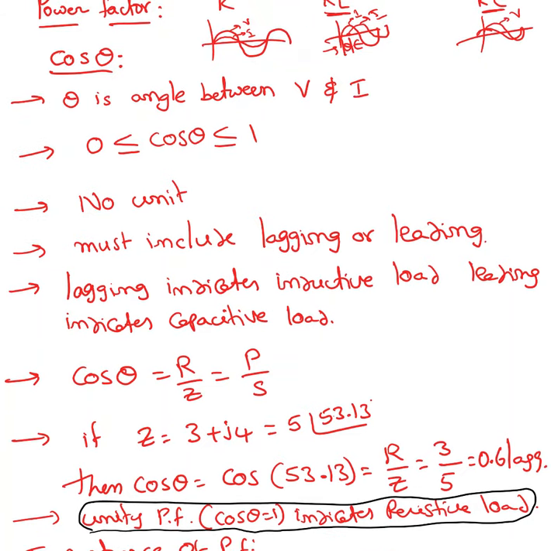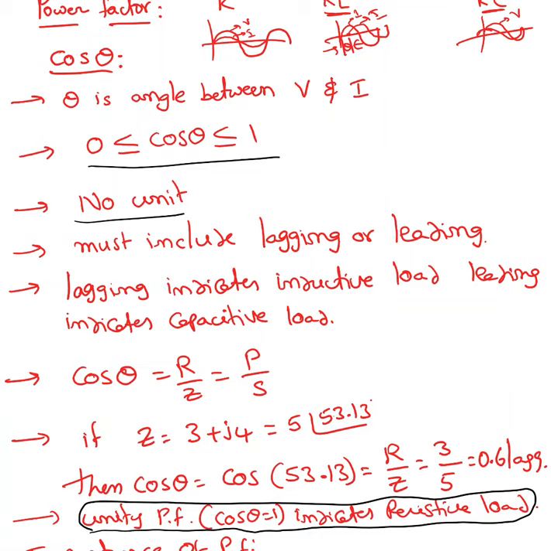Now, the power factor is always between 0 and 1. The cos theta value is obviously from minus 1 to 1, but here there is no negative power factor. Power factor does not have any unit, but we must indicate whether it's a lagging or leading power factor. Lagging or leading is not a unit, it just indicates what kind of load we are connecting, whether it is a capacitive load, inductive load, or resistive load.